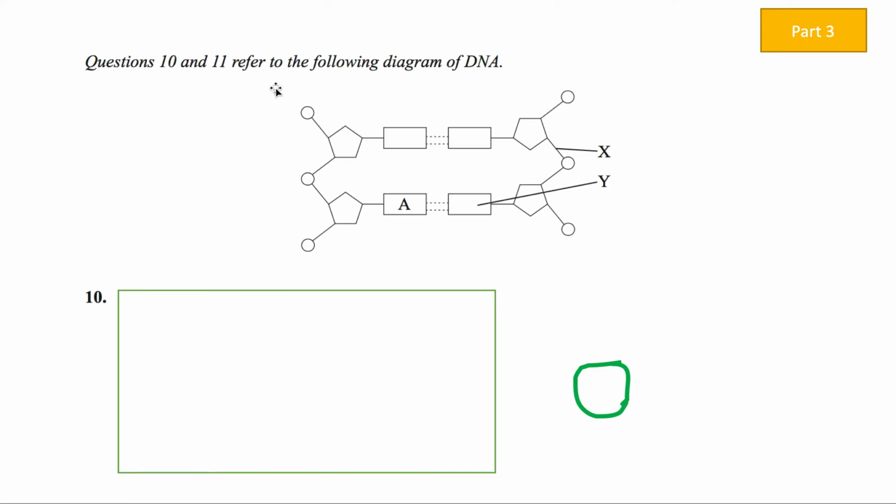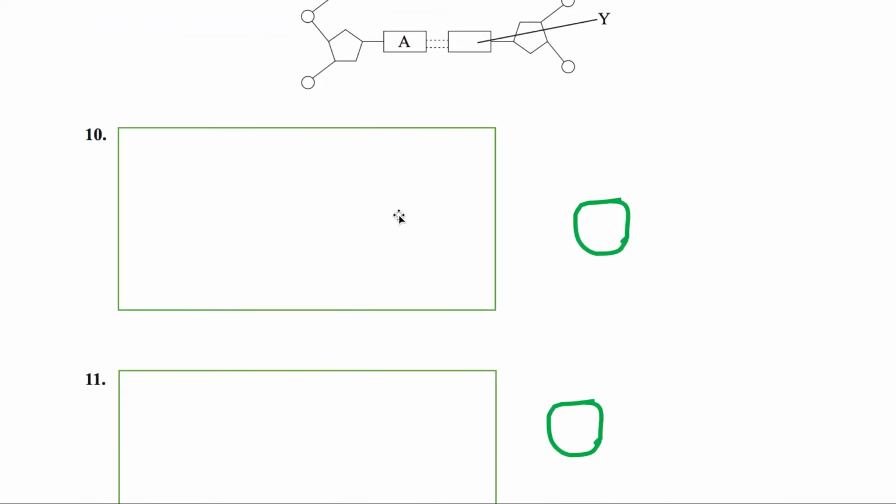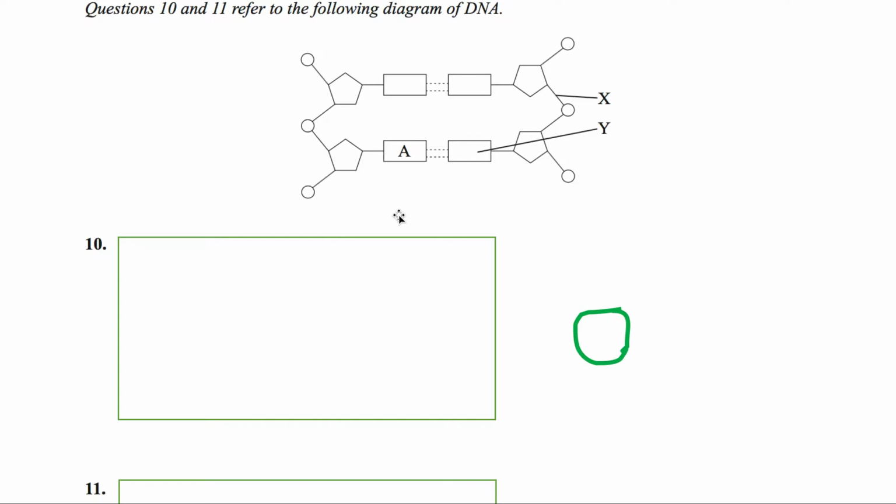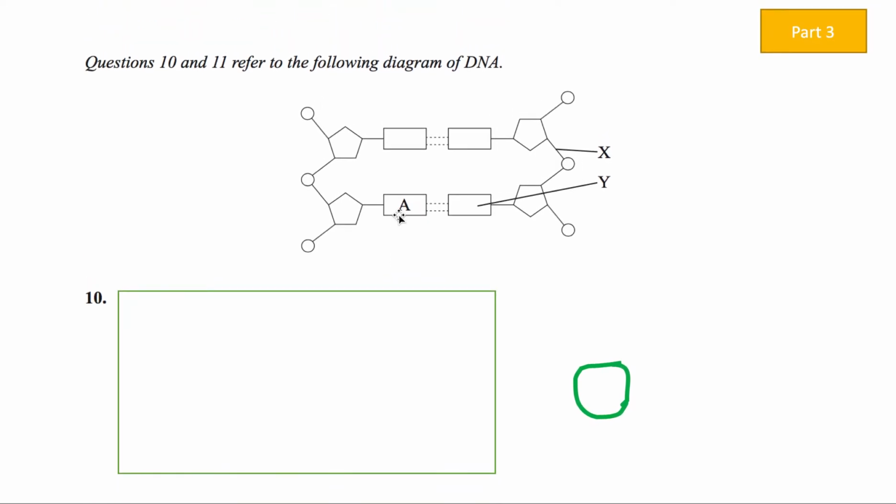Questions 10 and 11 refer to the following diagram of the DNA. So this is the diagram. Two multiple choice questions will be based off of this diagram. Like I say in my other videos, I always recommend you start looking at the diagram in detail before you look at the question, just to make sure you really know what's going on.